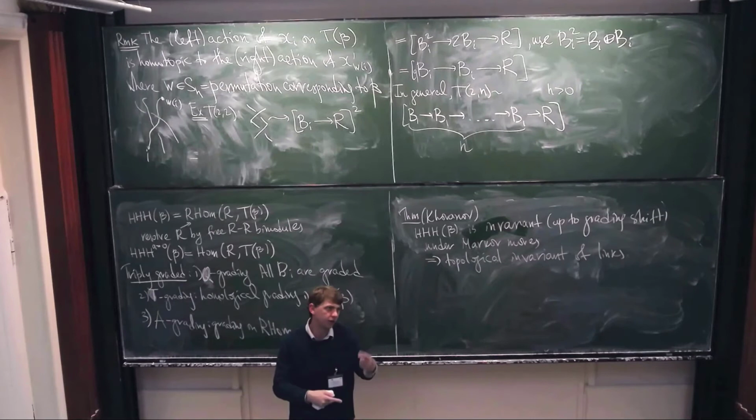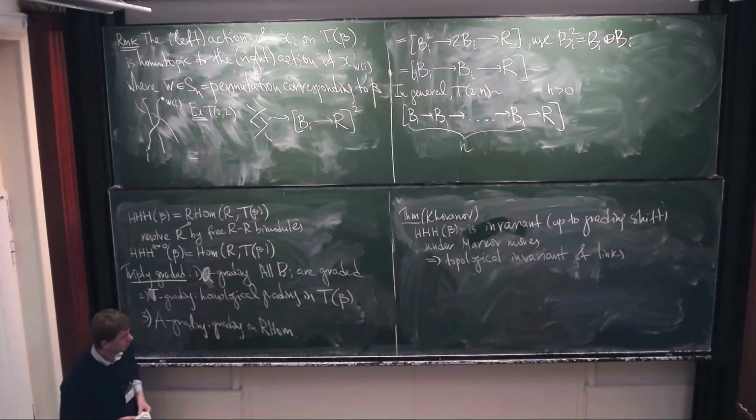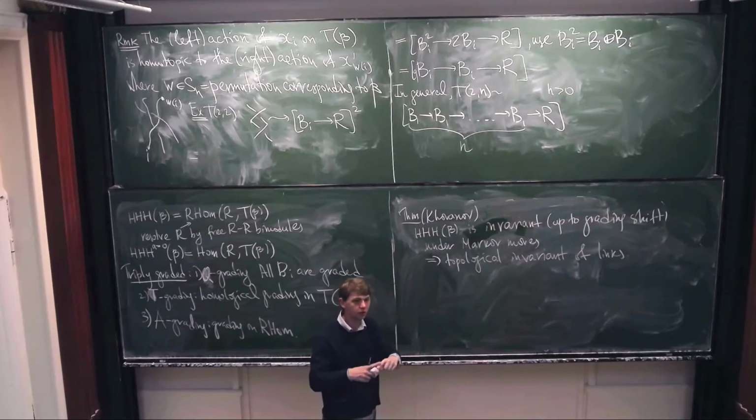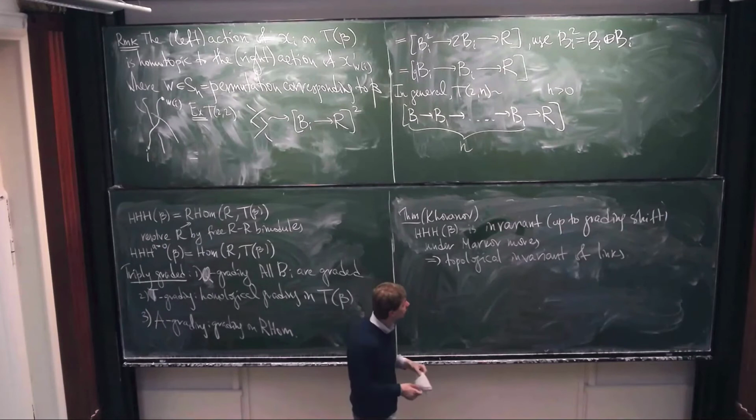So let's not go into this, but it's definitely true that you can normalize these gradings by the number of positive crossings and the number of negative crossings, so this is an actual invariant, not up to shift. So that's not a problem.